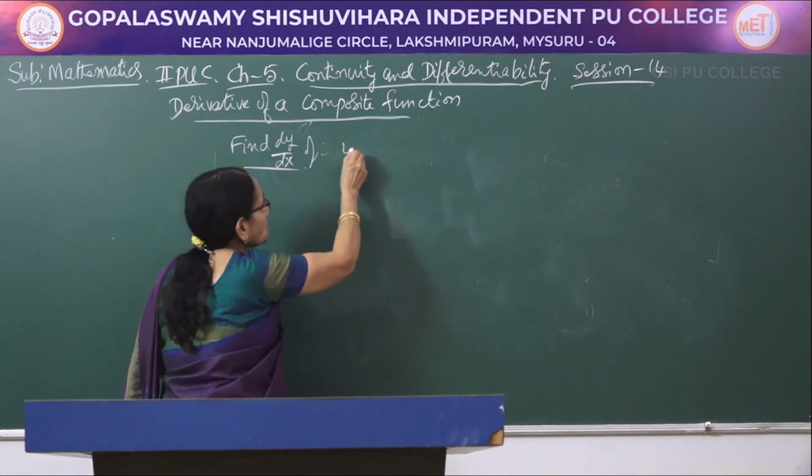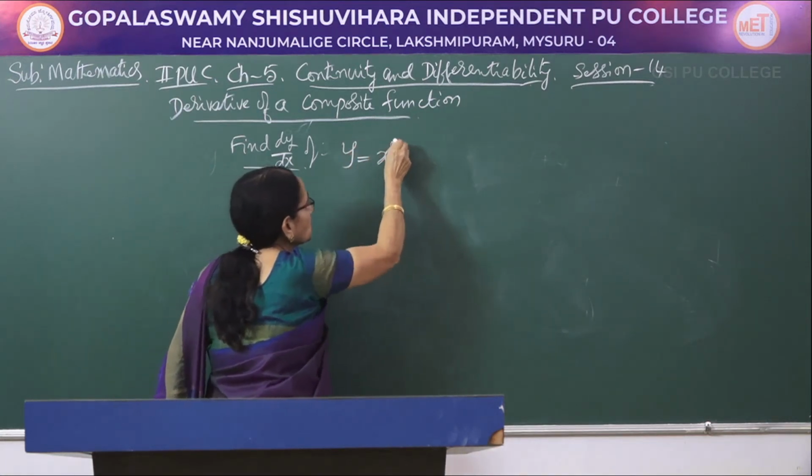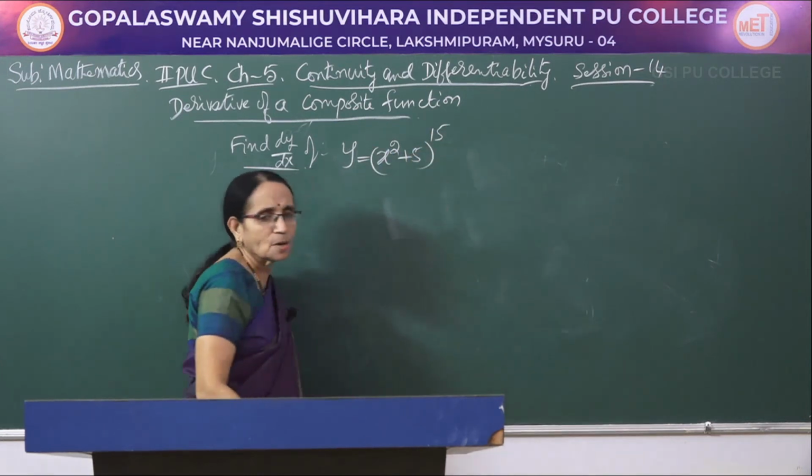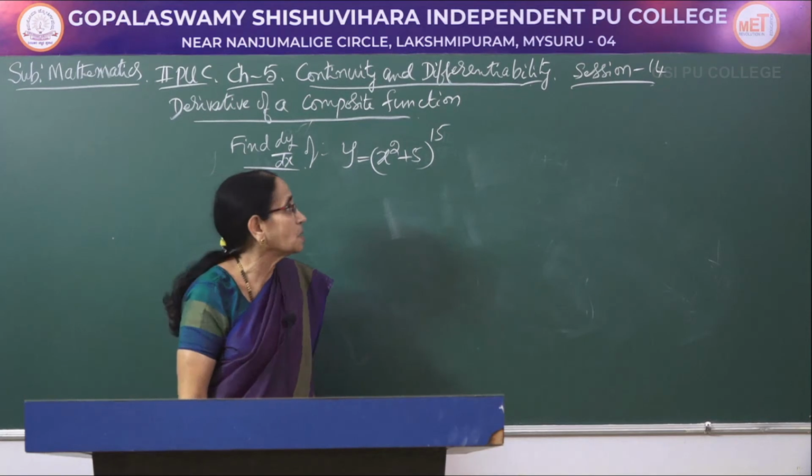Now, let me go to the next problem. y is equal to x square plus 5 to the power 15.